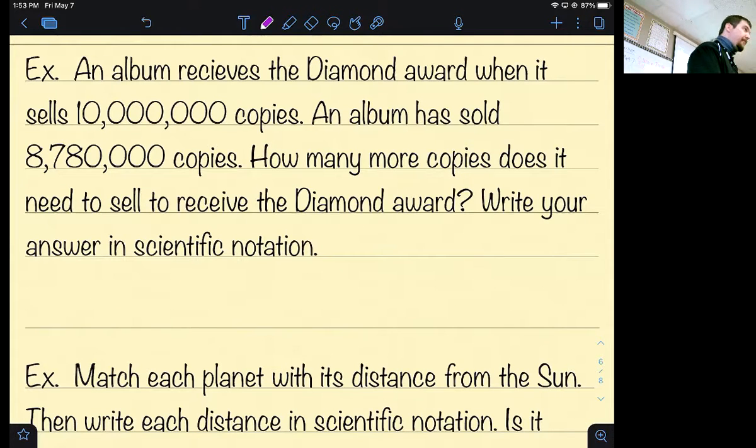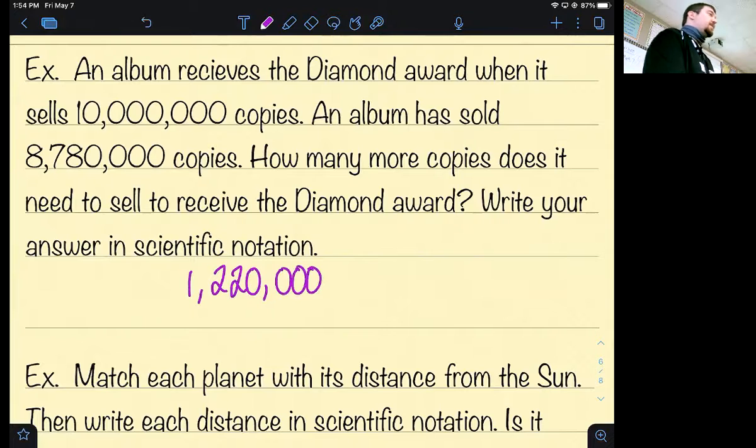I know the answer, but it's $1,220,000. Okay. That's great. So that's how many more albums that this album would have to sell to go diamond. You've heard of an album going platinum or something like that, gold or platinum. So diamond means you sell 10 million copies. We need to sell 1,220,000 more.